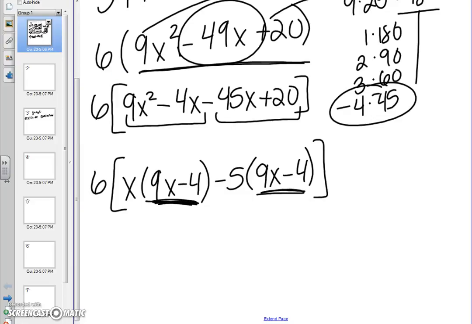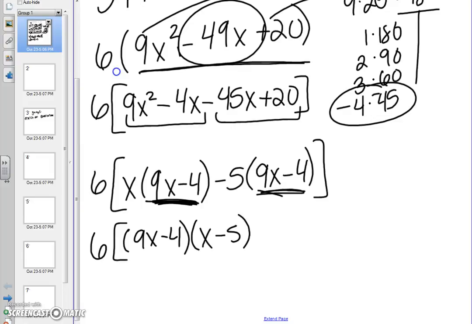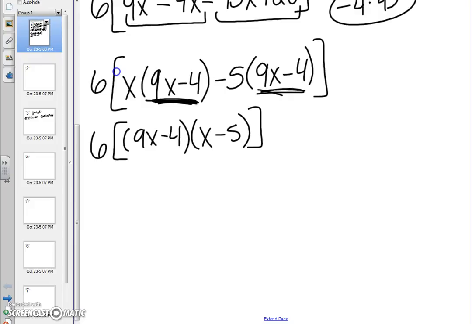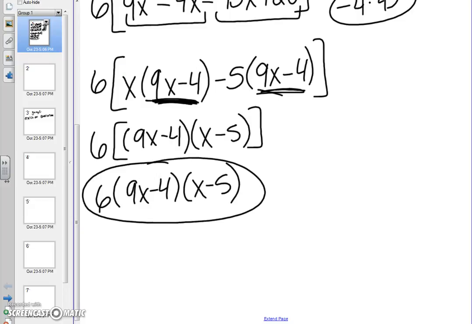From here, it's the same thing. Let's just bring down that 6. They both have 9x minus 4 in common, so we factor that out. And what's left over? X minus 5. And then just to make it a little bit neater, we really don't need those brackets there. So let's just bring those down. And that's our final answer.